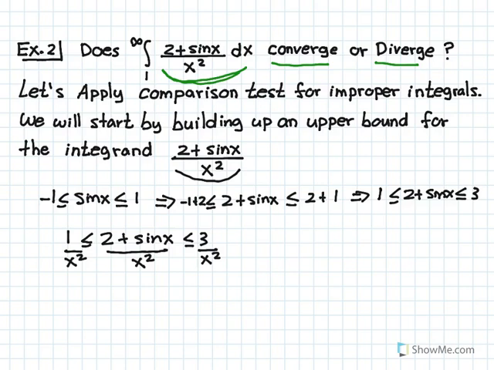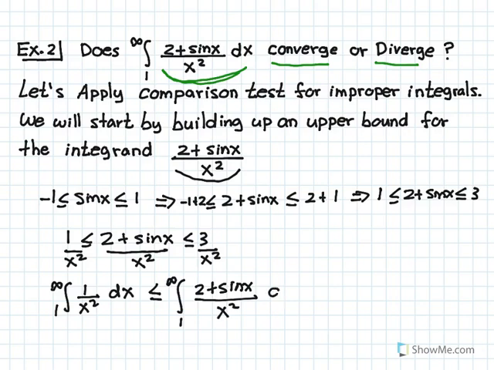So now let's integrate. We have integral from 1 to infinity, 1 over x squared dx, less than or equal to integral from 1 to infinity, 2 plus sine x divided by x squared dx, less than or equal to integral from 1 to infinity, 3 over x squared dx. 3 is a constant, passes through the integral, so we can just write this as 3 times integral from 1 to infinity, 1 over x squared dx.